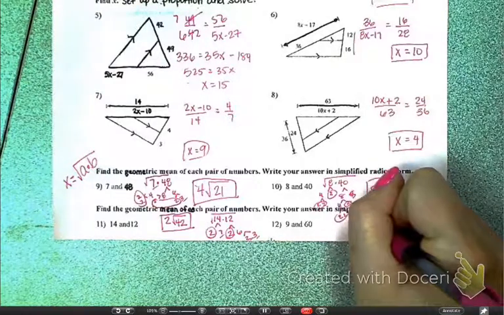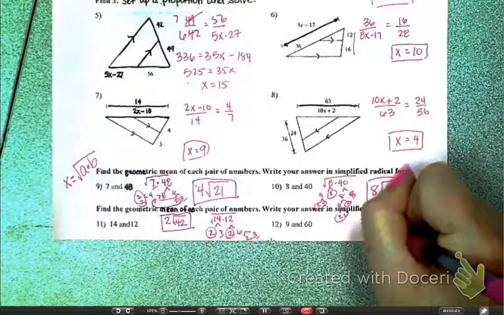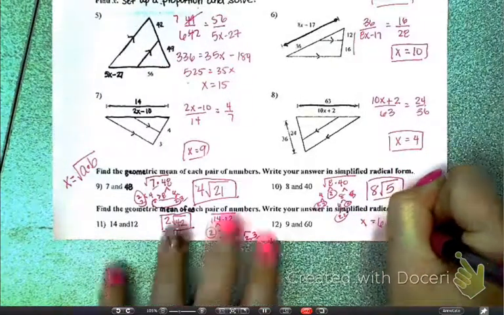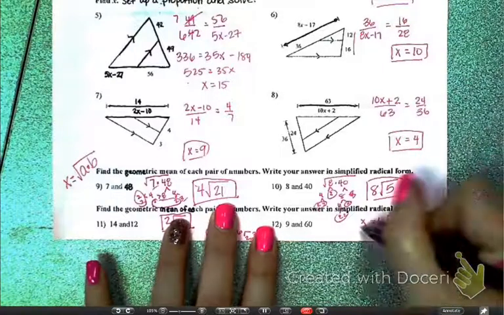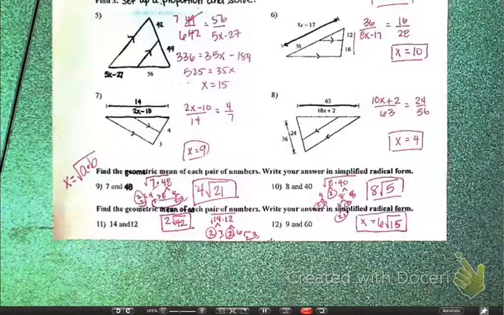And then your answer for 12 should be 6 square root of 15. Are we okay with that one? There are 2 geometric mean questions on your test tomorrow, so make sure you know how to find geometric mean. Questions on the front?